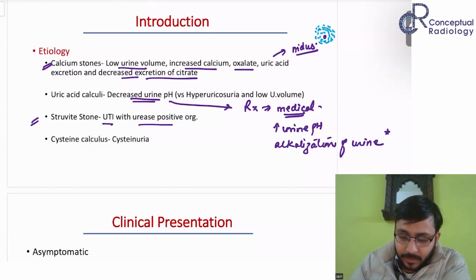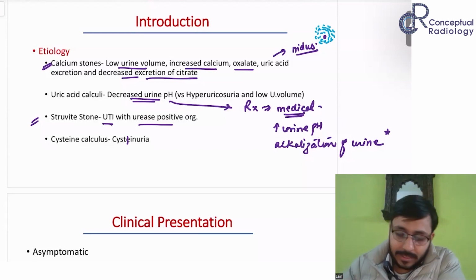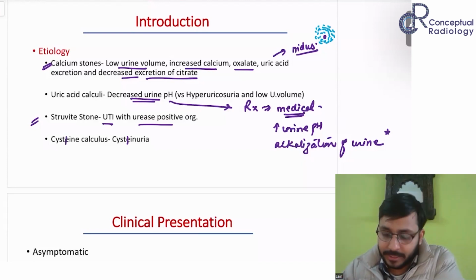So the spelling of cystinuria is wrong. So you cut off the E. Okay, cystinuria, cystine stone formation.